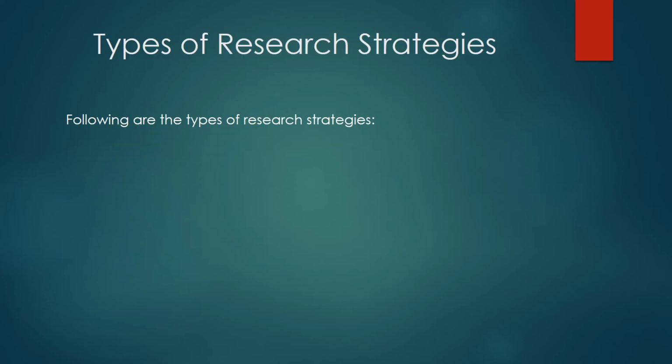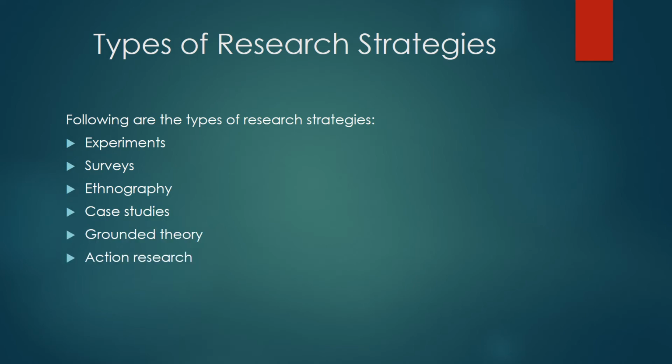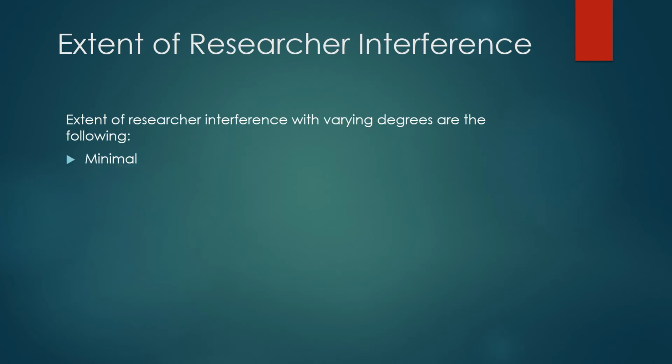These are the types of research strategies: experiments, surveys, ethnography, case studies, grounded theory, action research, and mixed methods. Then we have a look at the extent of researcher interference. The extent of researcher interference with varying degrees are the following: it can be minimal, it can be moderate, and it can be excessive.